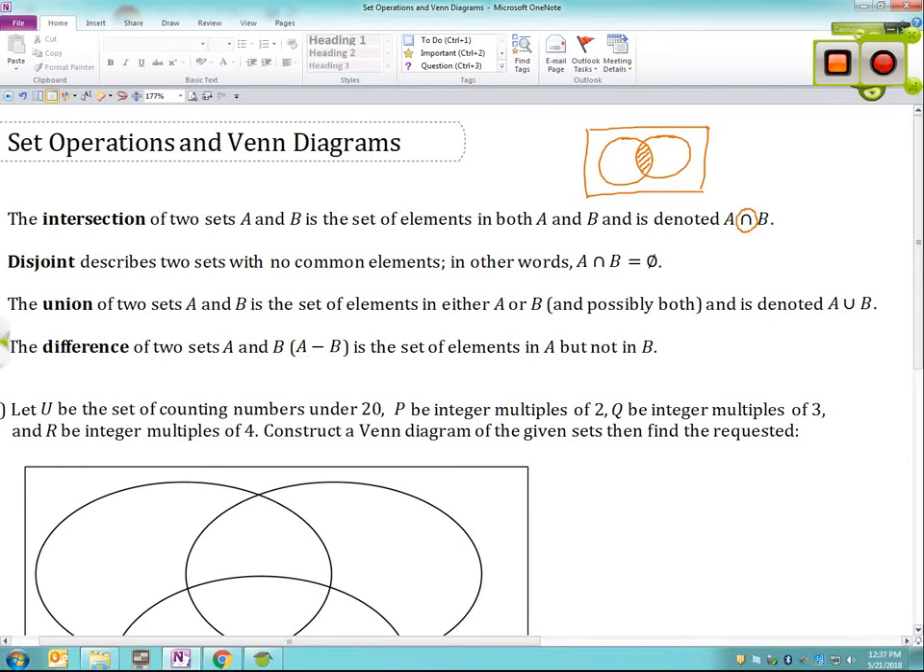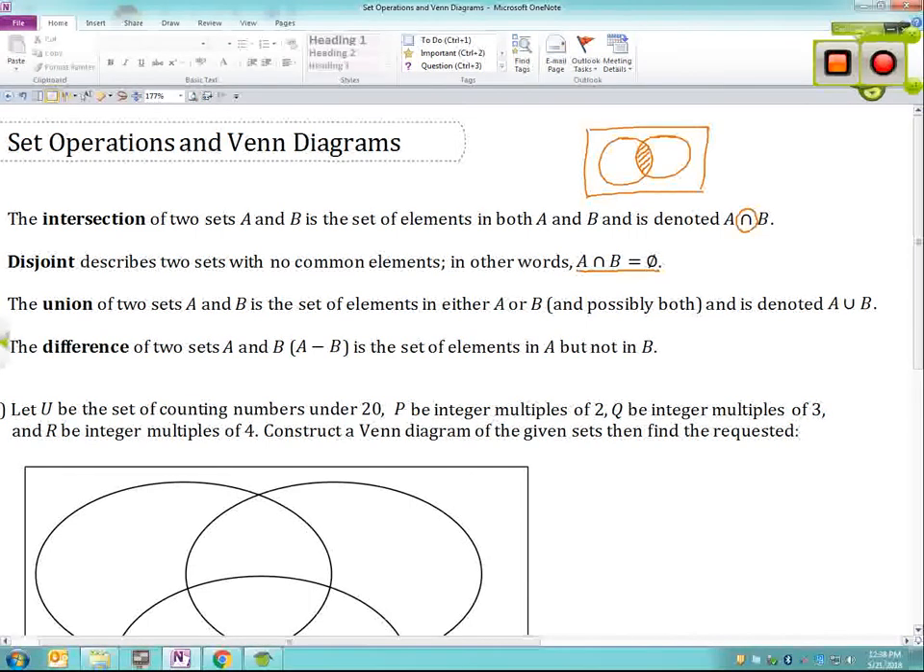And then if two sets do not have any shared elements, then we call those disjoint. For example, in the sets of numbers and subsets of numbers, we have rational numbers and we have irrational numbers, but there are no numbers that are both rational and irrational. So those two sets, rational and irrational, are disjoint. Okay? And symbolically, we write that the intersection of those is equal to the empty set.